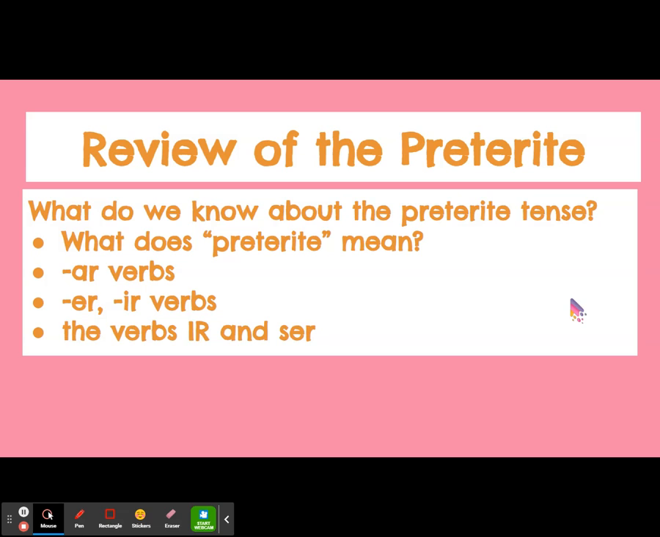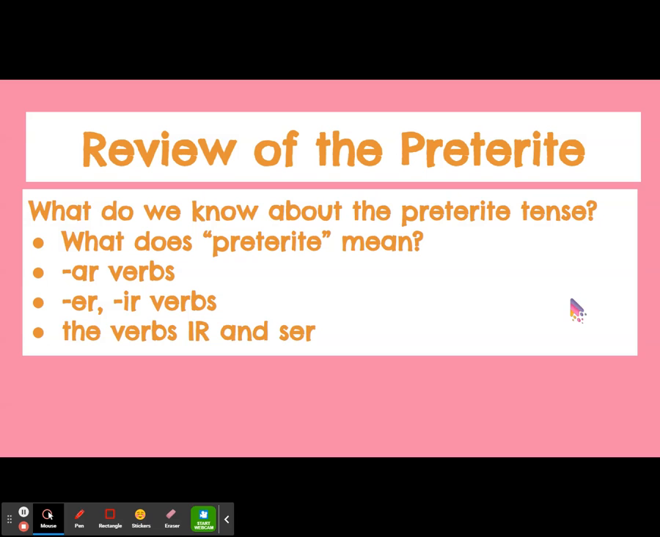And so far we've learned the endings for AR verbs, ER verbs, and IR verbs. And then we've also learned the verbs ir and ser in the preterite. So AR verbs have their own set of endings. We're going to review those. ER and IR verbs share the same set of endings, and we're going to review those endings. And then the verbs ir and ser have irregular verb conjugations in the preterite, but they share the same conjugations. And we're going to review those as well.